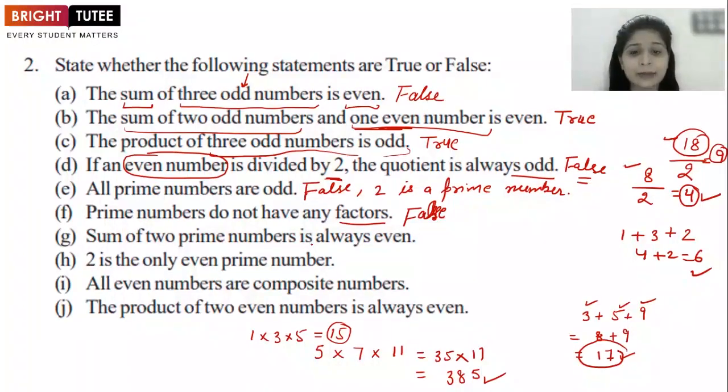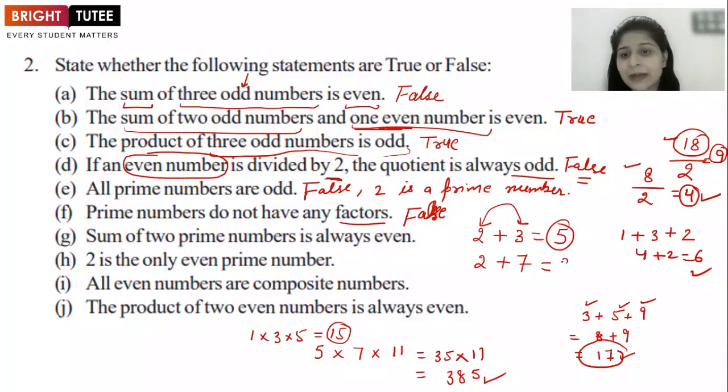Sum of two prime numbers is always even. Is this right? If I take two prime numbers, let us take 2 and let us take 3. These are two prime numbers, 2 and 3, but the answer I am getting is odd. So it is not always even. I can try with 2 and 7, because 2 and 7 are prime numbers. So when I add them, I get the answer 9. So I'm getting an odd answer. They're saying it is always even. Will we ever get an even number? So we are going to get odd numbers only. So this is false.